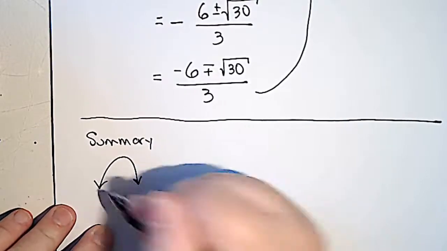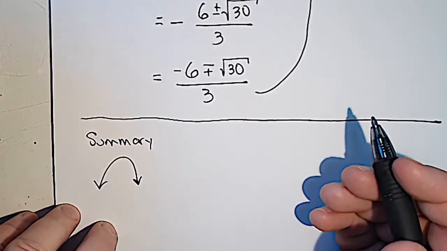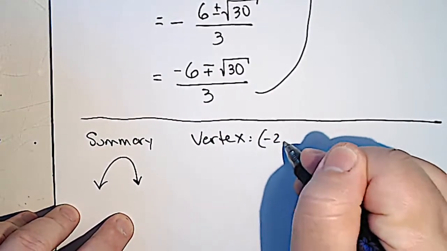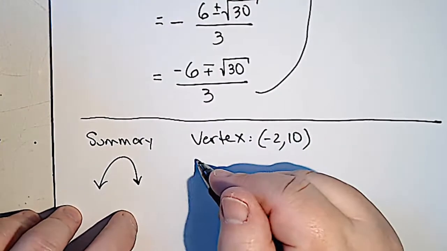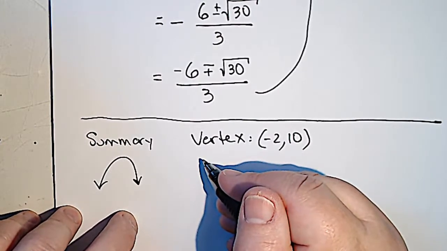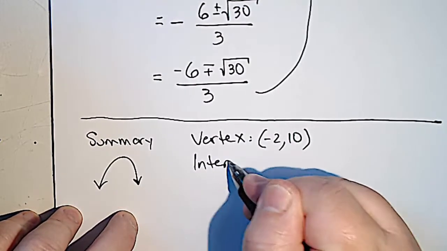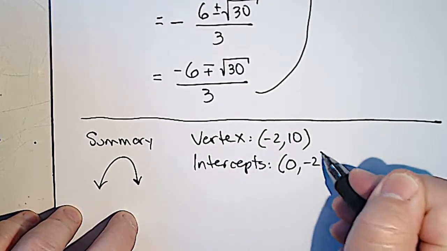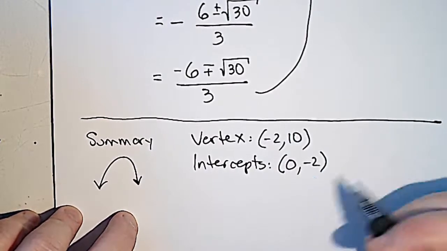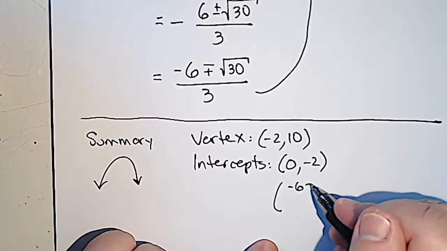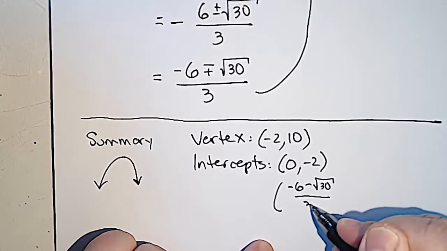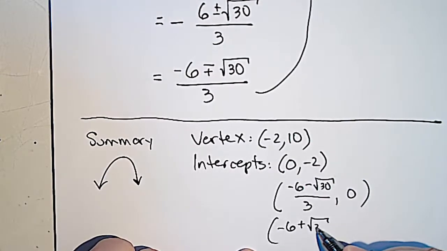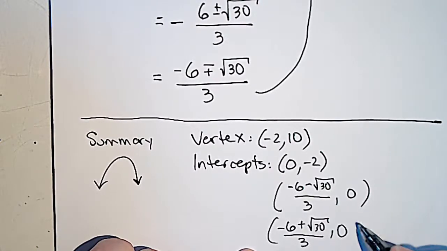I've got a parabola that opens downward. I've got the vertex at (-2, 10). I've got one intercept that is nice, and that's (0, -2). And then I've got some nasty ones. I've got (-6 minus radical 30) all over 3, comma 0. And I've got (-6 plus radical 30) all over 3, comma 0.